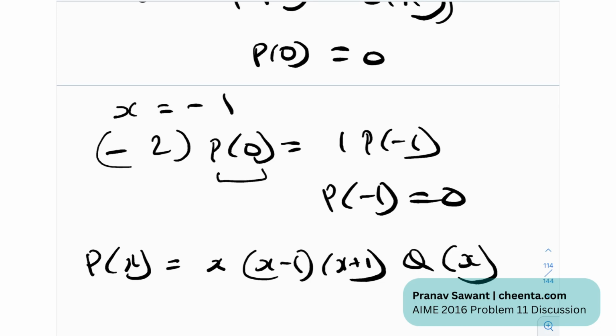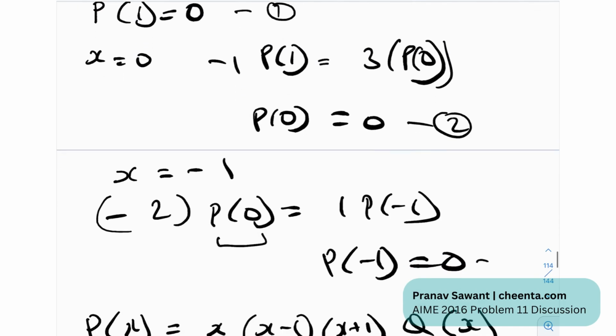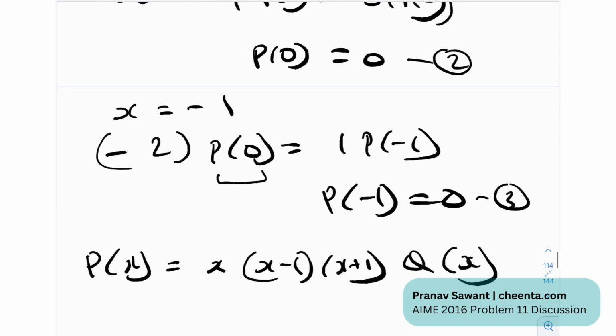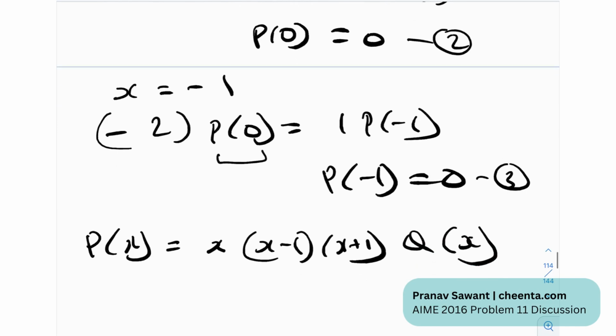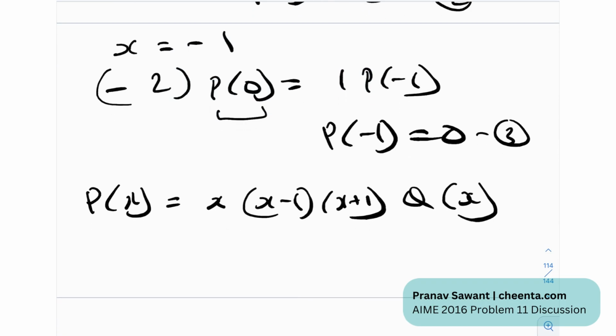Why can I do that? Well, we essentially got three results, right? p(1) is 0, p(0) is 0, and p(minus 1) is also 0. If you put 0 over here, p(0) is 0. If you put 1 over here, p(1) is 0. And if you put minus 1 over here, p(minus 1) also is 0. So hence we can simplify the given equation like this.